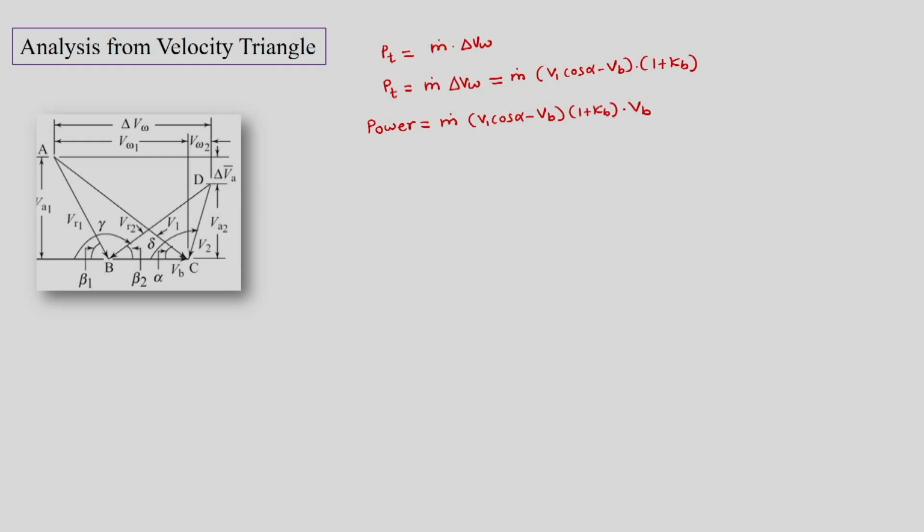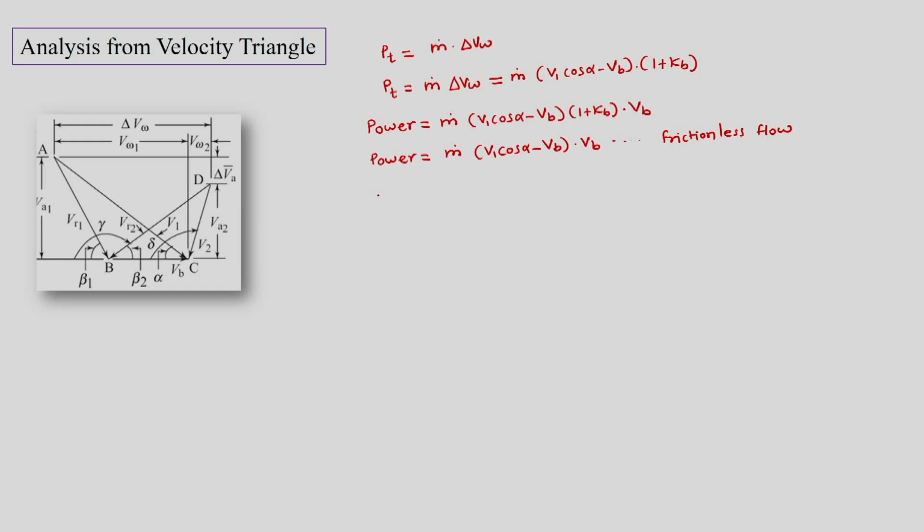In case of frictionless flow, Kb is equal to 0, then we will have power is equal to m dot V1 cos alpha minus VB into VB. So this is for frictionless flow.